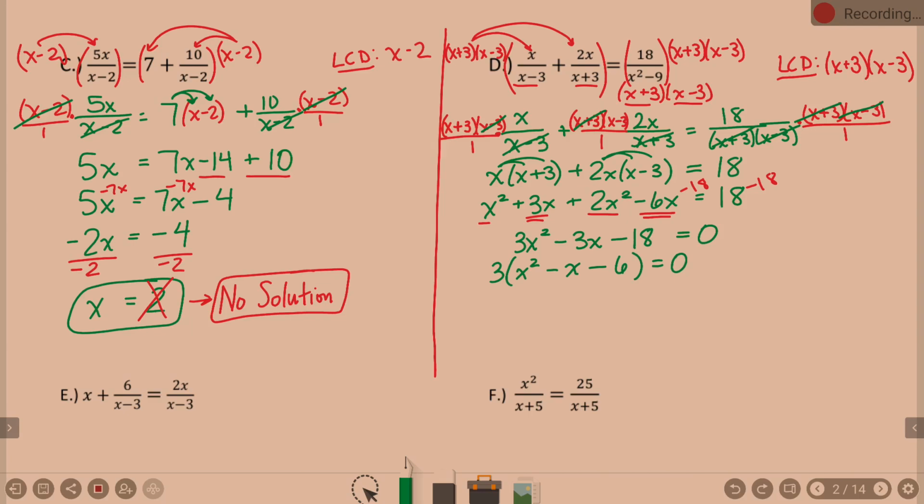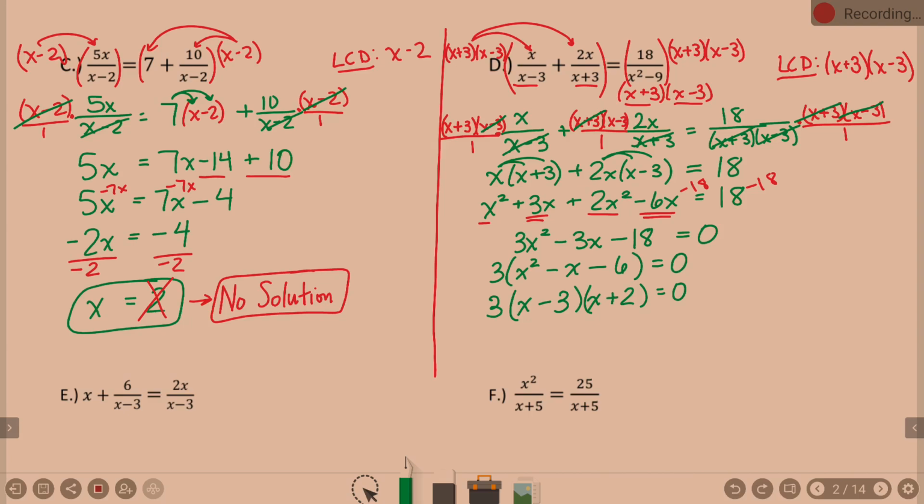So carry the 3 down. 2 parentheses. X squared is x times x. Multiplying to be negative 6 and adding to be negative 1. Some combination of 3 and 2. If it multiplies to be negative, one of them's negative. If it adds to be negative, larger number negative. So x minus 3 and x plus 2.